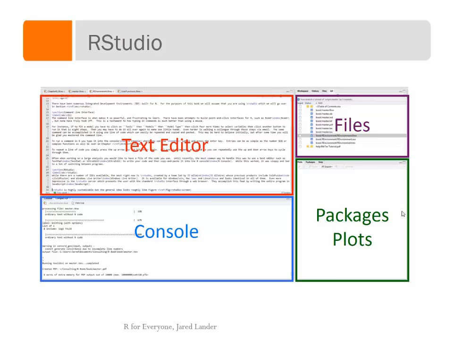Down in the console, that's our real-time execution of R functions. In the top right-hand corner, that's where we can see our folder and file structures that we're using for RStudio, where we want to engage particular data sets. And then in the bottom right-hand corner is where we would display different packages or plots that we're doing in RStudio.